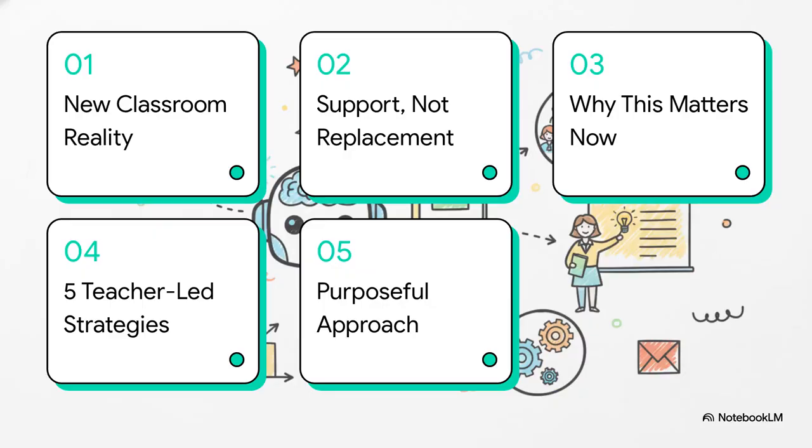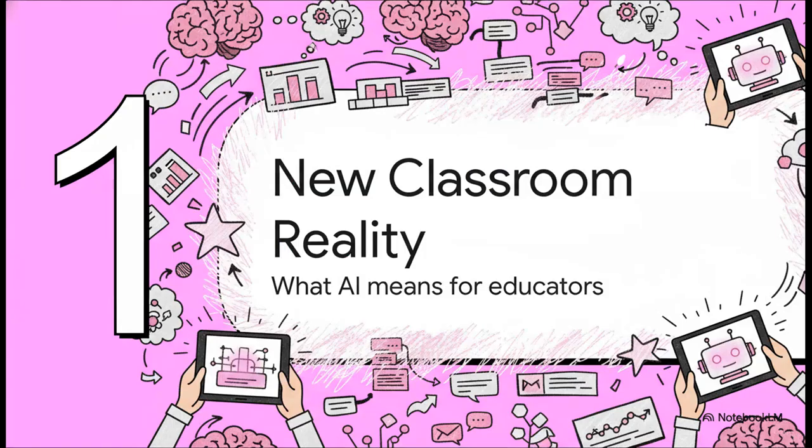So here's what we've got on the agenda. First, we'll touch on the new reality in the classroom. Then we'll get clear on what AI is supposed to do. Think support, not replacement. We'll talk about why this is so important right now, and then we'll get to the good stuff. 5 real strategies you can actually use. Finally, we'll wrap it all up. All right, let's jump in.